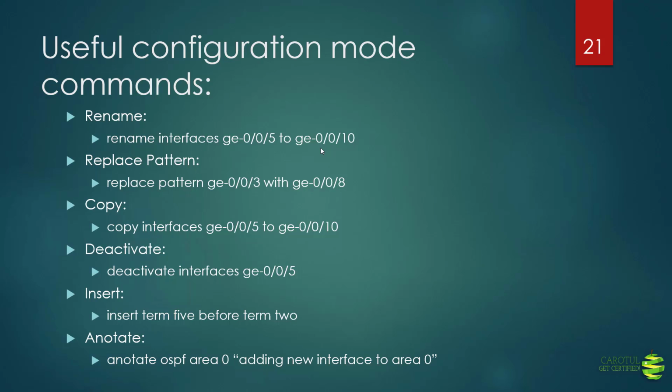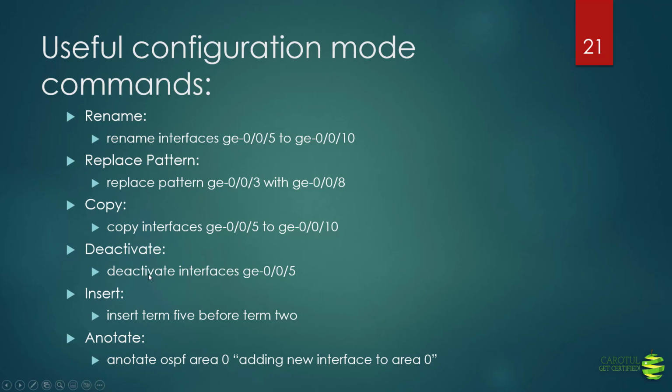Some other useful configuration commands that you can use are rename. You can rename an interface or any other configuration from one thing to another. This can be very useful if there are multiple sub interfaces, let's say, and you want to change them all to another one. You can replace a pattern also, specifically one pattern with another pattern. You can copy the configuration from one interface to another interface, and you can deactivate interfaces.